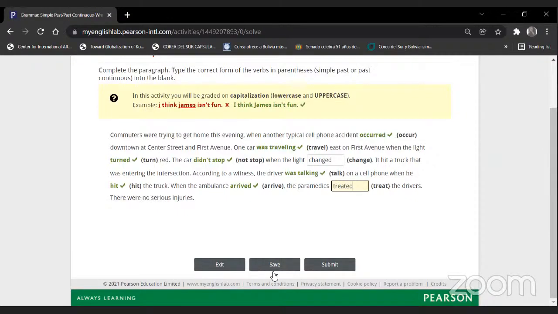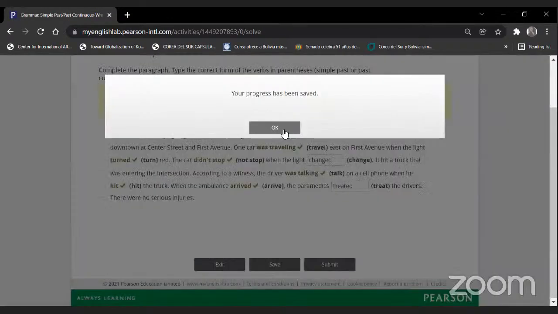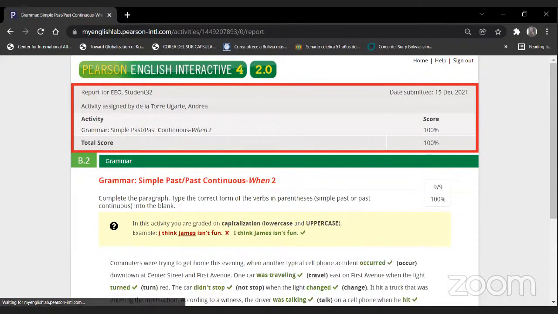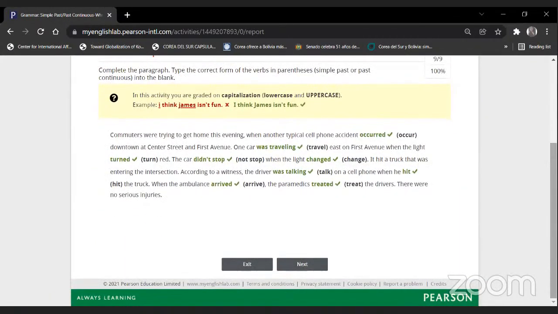Okay, I understand. Yes, right, because when we put some action in continuous, that we started first, the action in past, right? Yes, okay. Perfect.